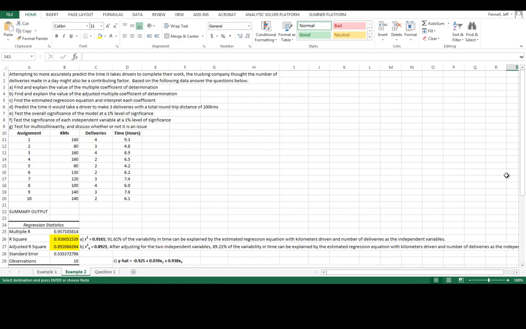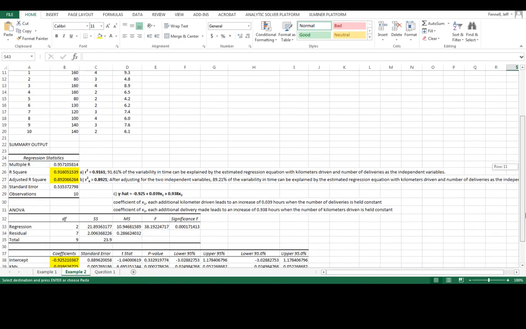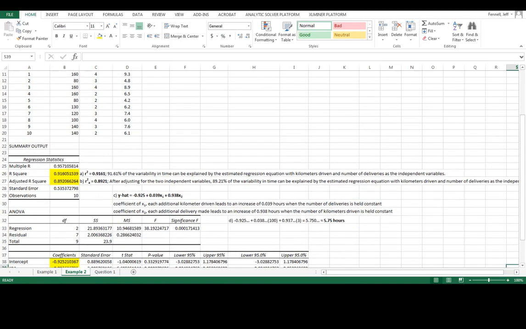Again, we're simply subbing in our independent variables into that equation. And now that we're dealing with multiple regression, if I want to make a prediction, I need to have inputs for each and every independent variable. Here, since we have 2 independent variables, kilometers driven and number of deliveries, we need values for both of those, which we do here. And we simply sub those values into the equation. So subbing in 100 kilometers and 3 deliveries.